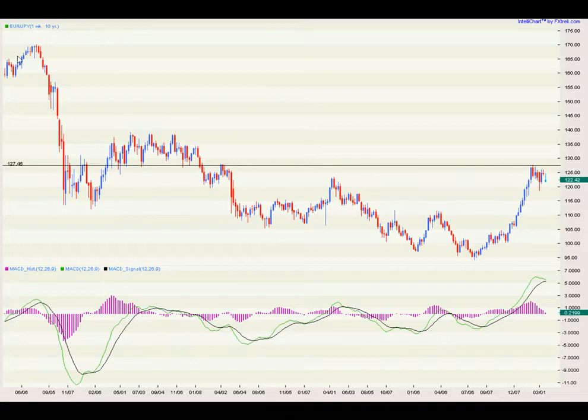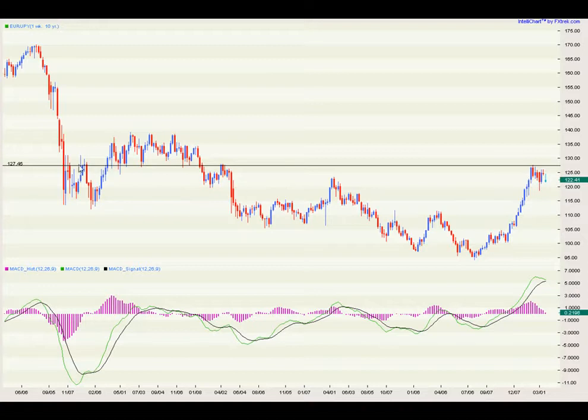This is a pair that's been in a very strong uptrend for a while now. It's the Euro Yen pair, and it's a weekly chart. And you can see that, look at this. Since that started in late July, August last year, it's just been going up and up and up ever since. And we finally stopped at this very key level here.